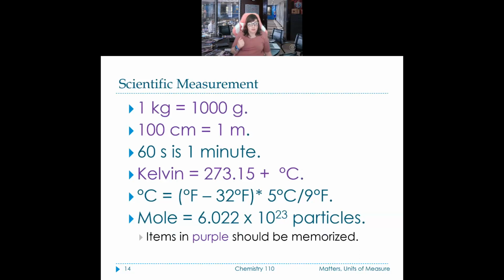If it's in purple, you need to know it. All right, now do you need to have it memorized? Ish. You will be able to look and see what information you're going to be given on tests. You will have information to be able to work with those. But those are things that we use so often that it's going to be useful to you to just go ahead and memorize them. Okay? All right.